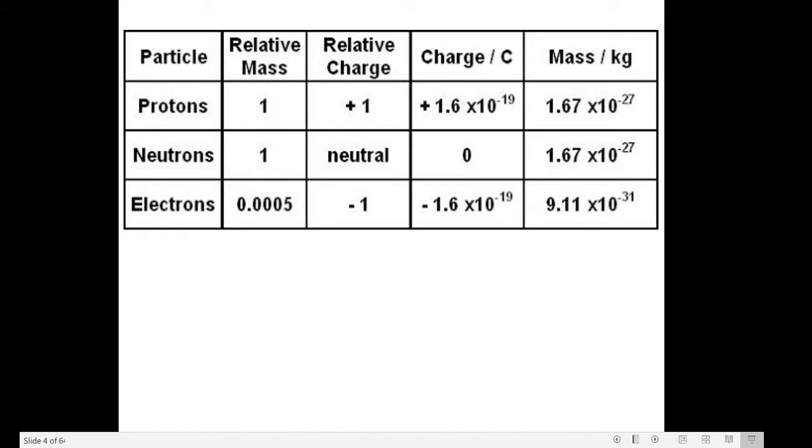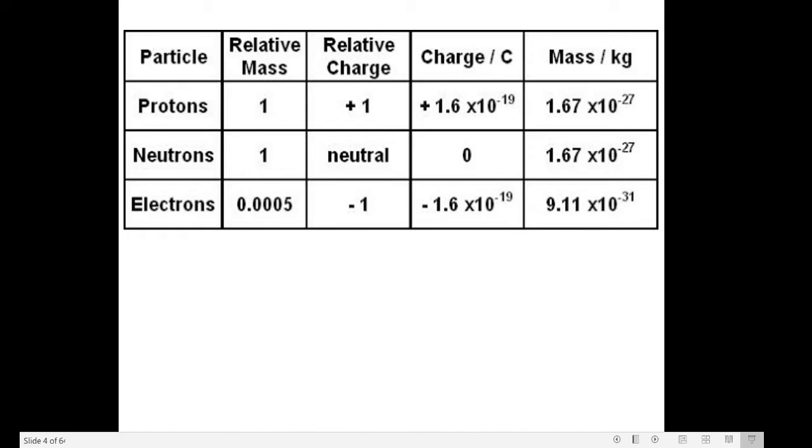Now we are going to discuss the actual charge of the particular electron, neutron and protons. They have the charge 1.6 into 10 power minus 19. The mass of the proton is 1.67 into 10 power minus 27. They confuse the mass and charge. Please remember that charge is 1.6 into 10 power minus 19. The mass is 1.67 into 10 power minus 27.